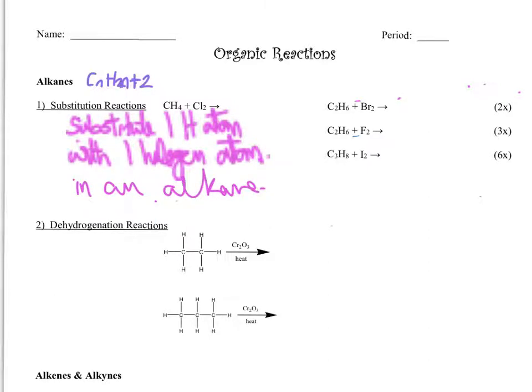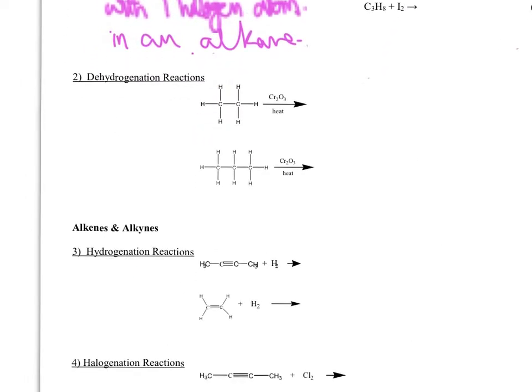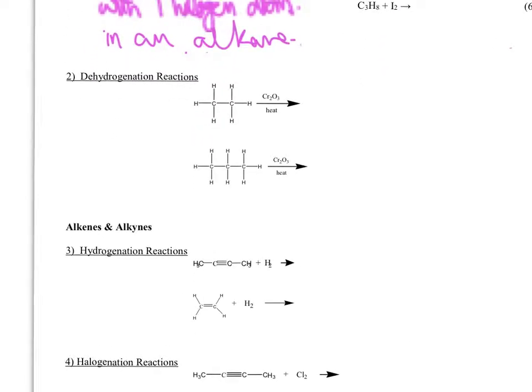All right, let's look at the second type of reactions, also happening for alkanes. This time, you are going to start with an alkane and heat it up with this catalyst here, chromium 3 oxide. So you'll see heat and this catalyst with the alkane. This is called a dehydrogenation reaction, and let's think about what this means.